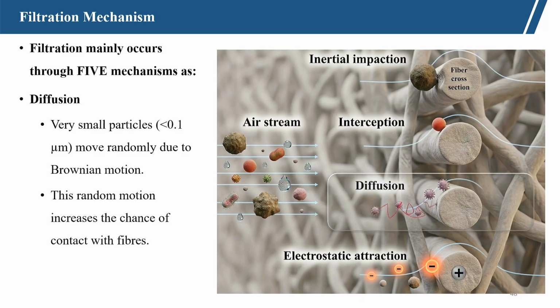Then diffusion. Very small particles less than 0.1 micron, typically the bacteria and virus in the air, move randomly, Brownian motion, and this random motion increases the probability of the particle coming in contact with the fiber surface and getting settled there.